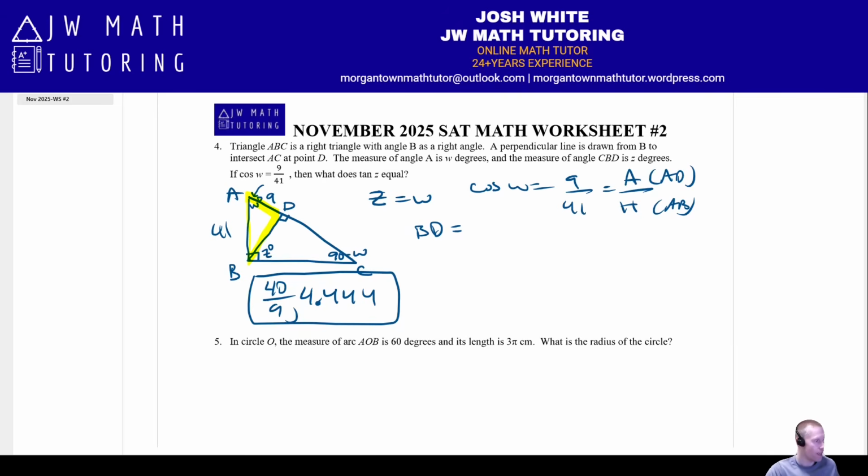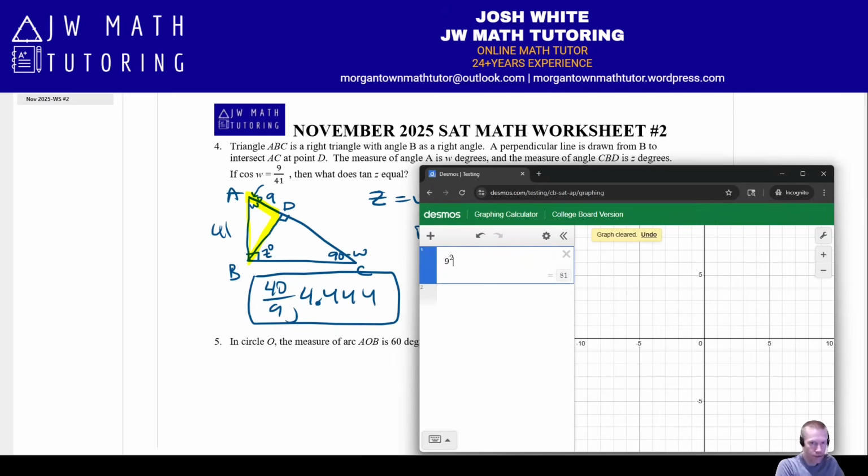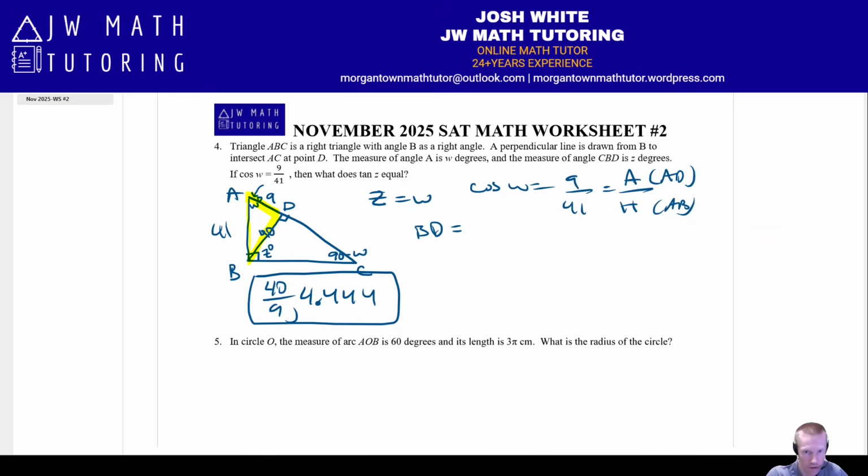It's going to be 9 squared plus, I'll just call it B squared, equals 41 squared. Okay, so BD is equal to 40. So this side is equal to 40.